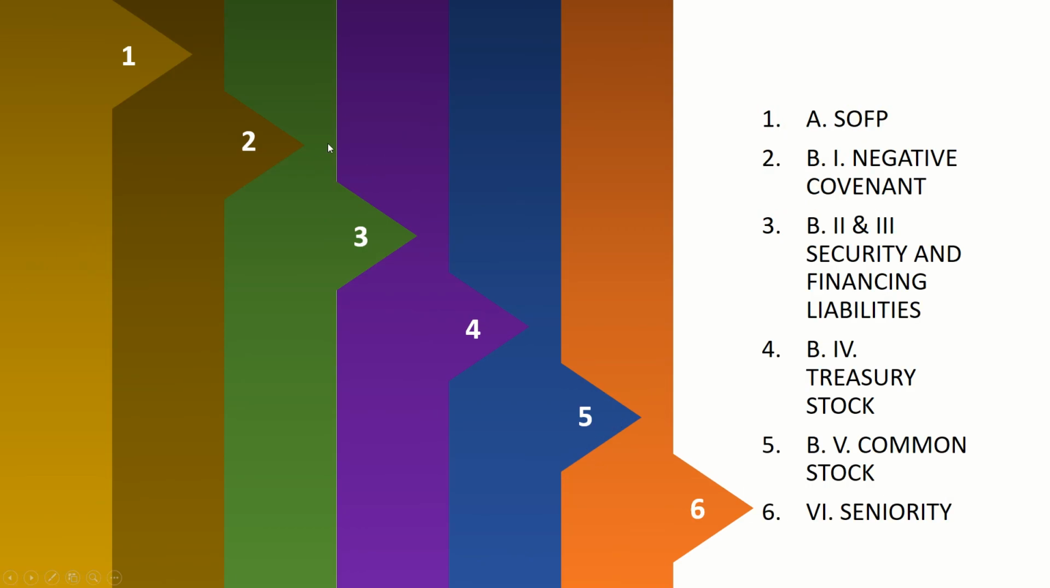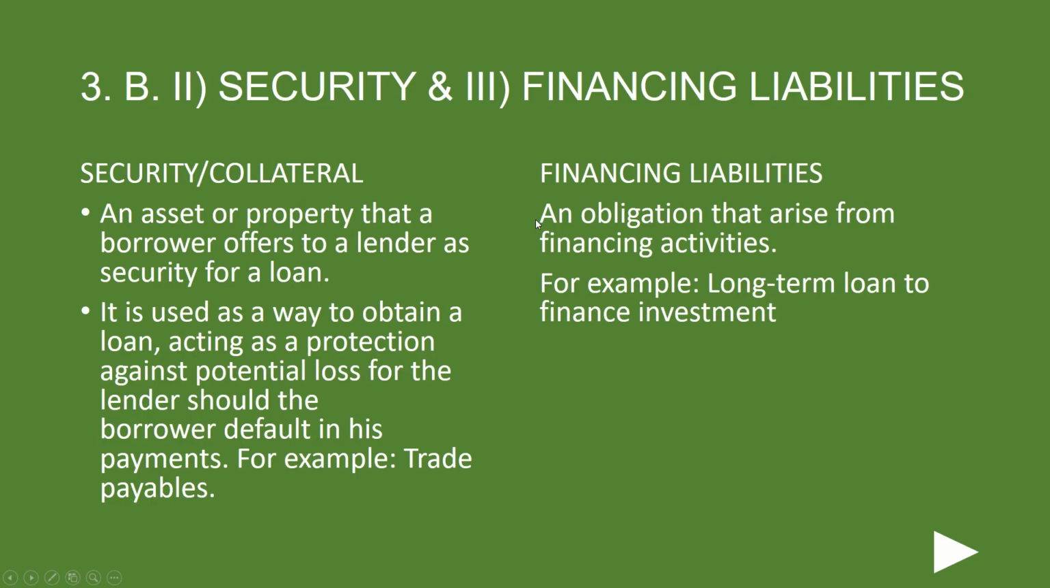Next question, B2 and B3. Security or collateral means an asset or property that a borrower offers to a lender as a security for a loan, and it is used as a way to obtain a loan, acting as a protection. And financing liability refers to an obligation that arises from financing activity or non-operating activity. For example, long-term loan to finance investment.